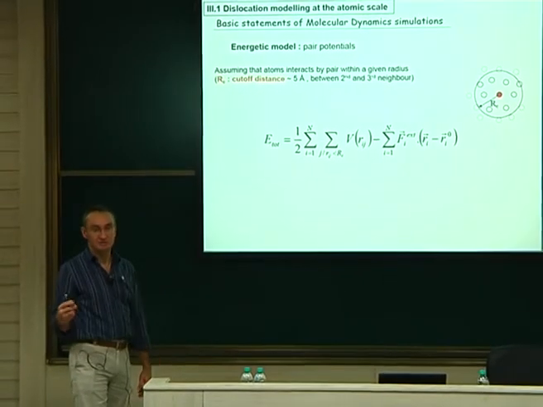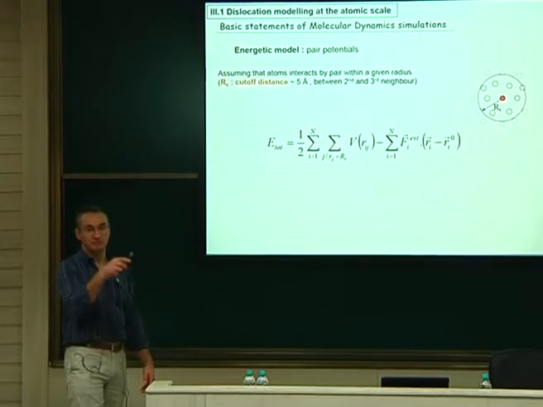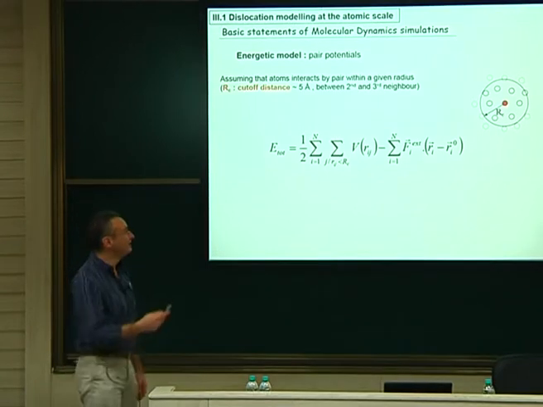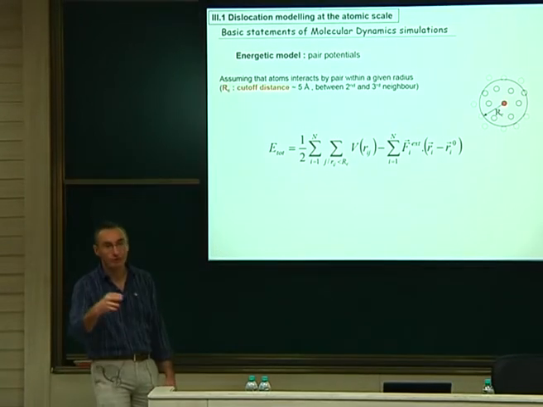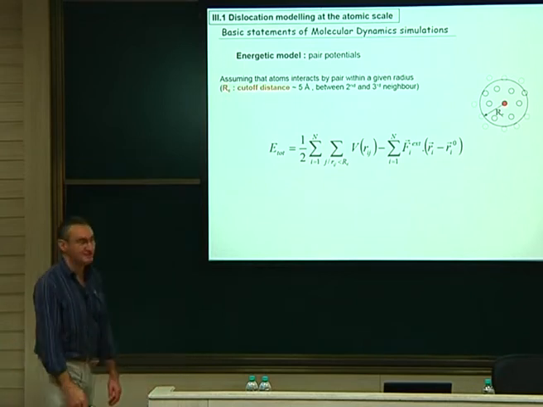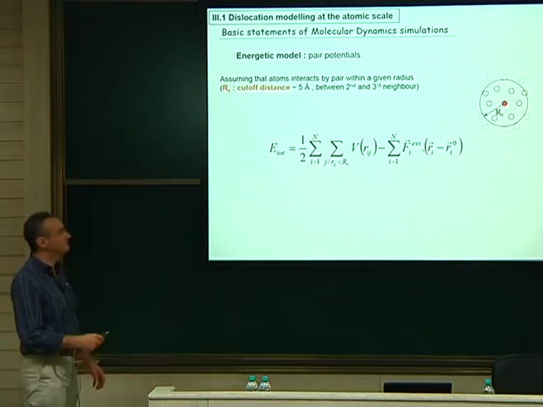So in MD simulation, the time steps will be always the same. The time needed to compute a step will be always the same. In DD, it will be slower and slower and slower. And at that time, one step a day, you stop your simulation. So this is the biggest difference between MD and DD.